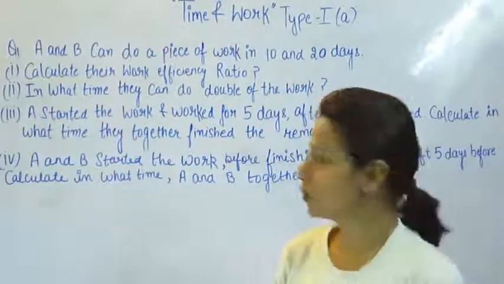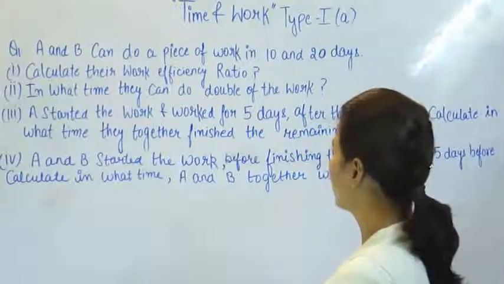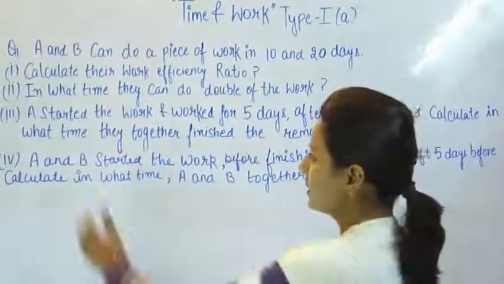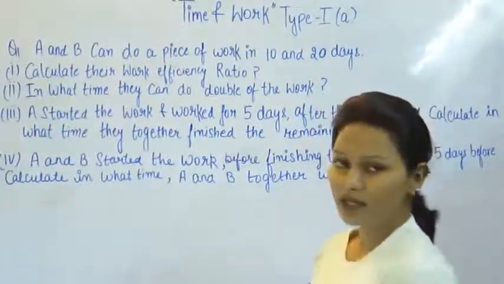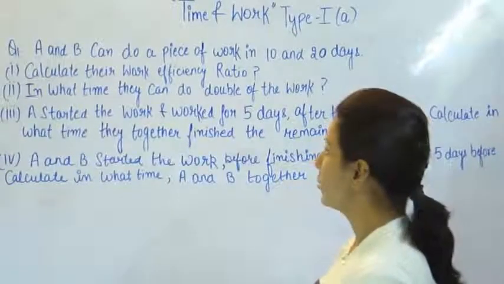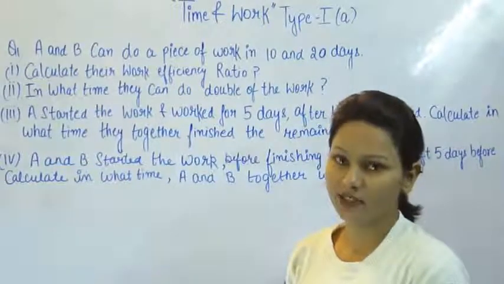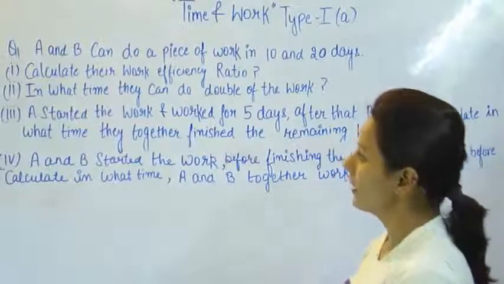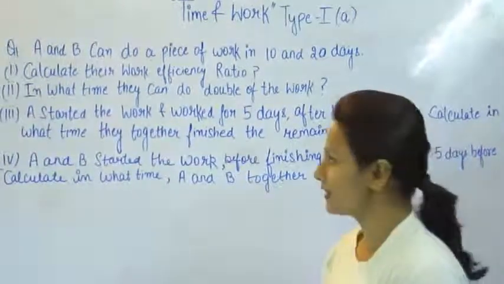Okay, let's see the questions. Our first question is: A and B can do a piece of work in 10 and 20 days. This is the statement, and these are the four questions based on this statement. In examination, the statement can be given as A and B can do a piece of work in 20 and 30 days, 15 and 25 days, etc. Here the statement is that two persons, A and B, can do a piece of work in 10 and 20 days. Let's start the question.